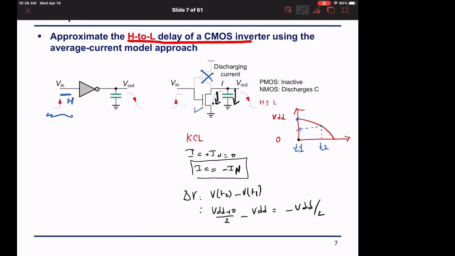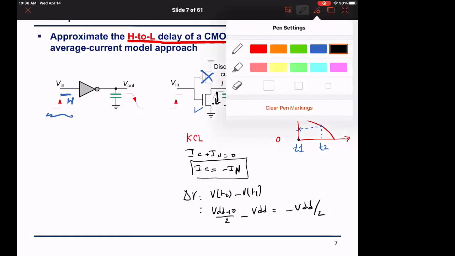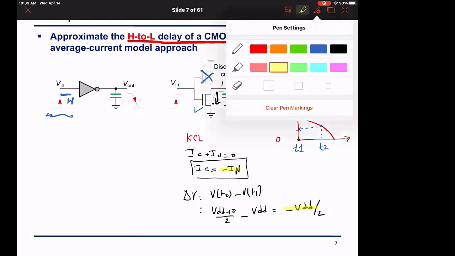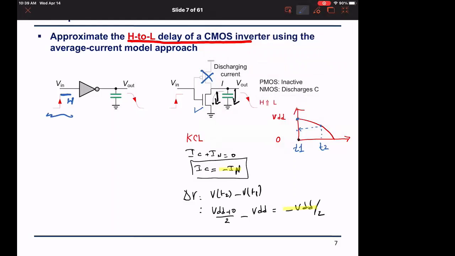Now, as you notice here, while we are discharging, the current in the capacitor is negative and the delta is negative, so they will cancel each other. So what we can do is calculate the absolute values and use them. Now I need to find IC average. So I need to find the current at T1 and the current at T2 by finding the NMOS current at point 1 and the NMOS current at point 2.